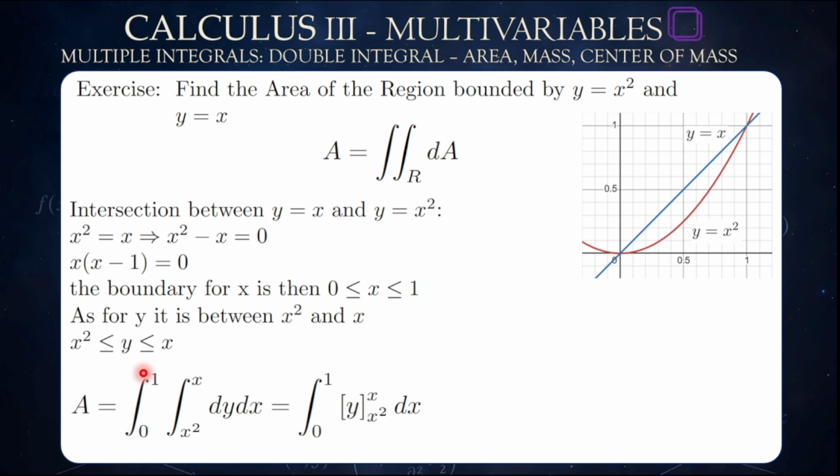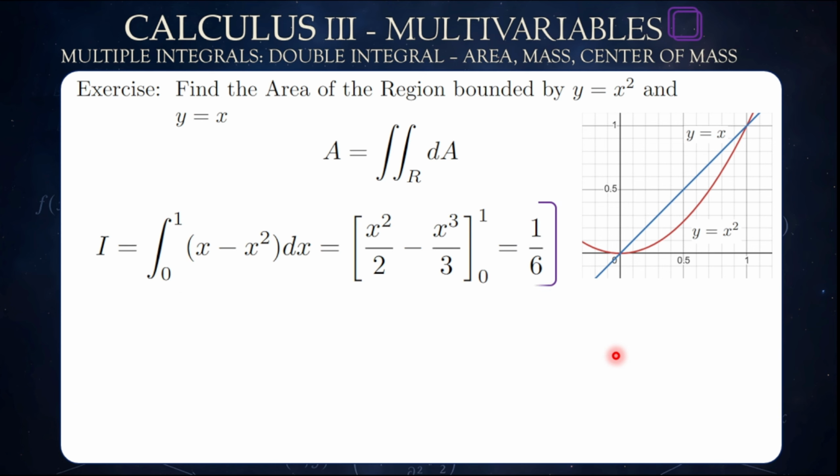A is equal to the integral from 0 to 1, integral from x squared to x dy dx, which is equal to the integral from 0 to 1 of y between x squared and x dx, which is equal to the integral from 0 to 1 of x minus x squared dx. No need to transfer to polar coordinates. Then A is equal to x squared divided by 2 minus x cubed divided by 3, the integration of this term between 1 and 0, which is equal to 1/6.